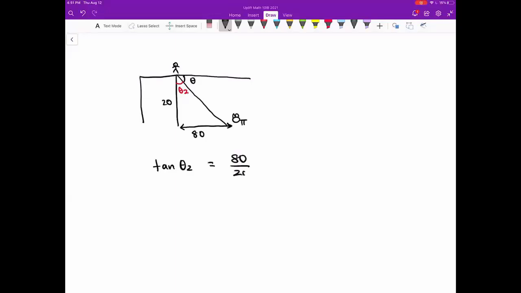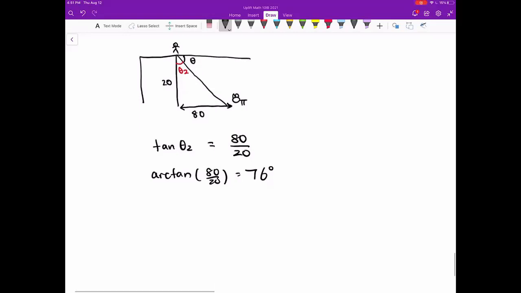So we get 80 over 20. To solve this, we have to inverse the tan, or arctan. So we get arctan of 80 over 20, and it gives us theta 2. If we input this into our calculator, it should give us 75.96 or something around there. Let's round it to 76. And now theta is 90 subtract 76, which is 14.